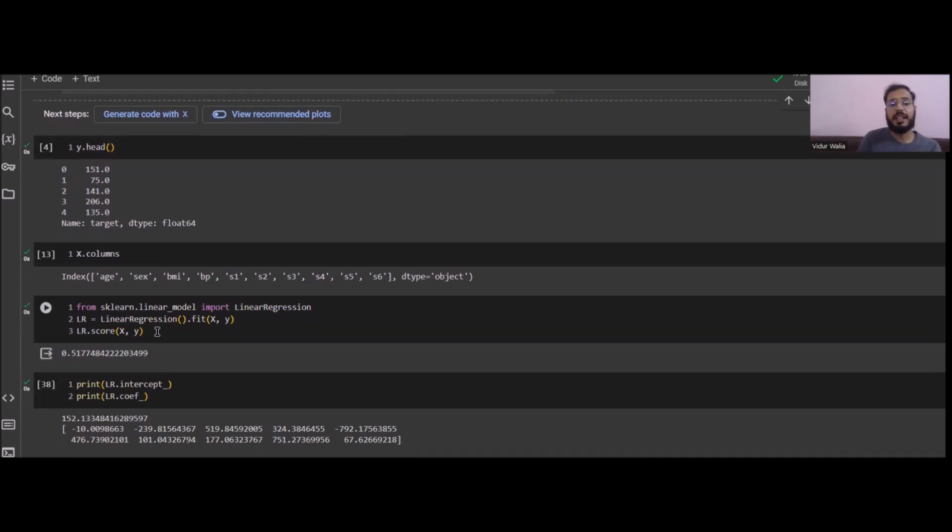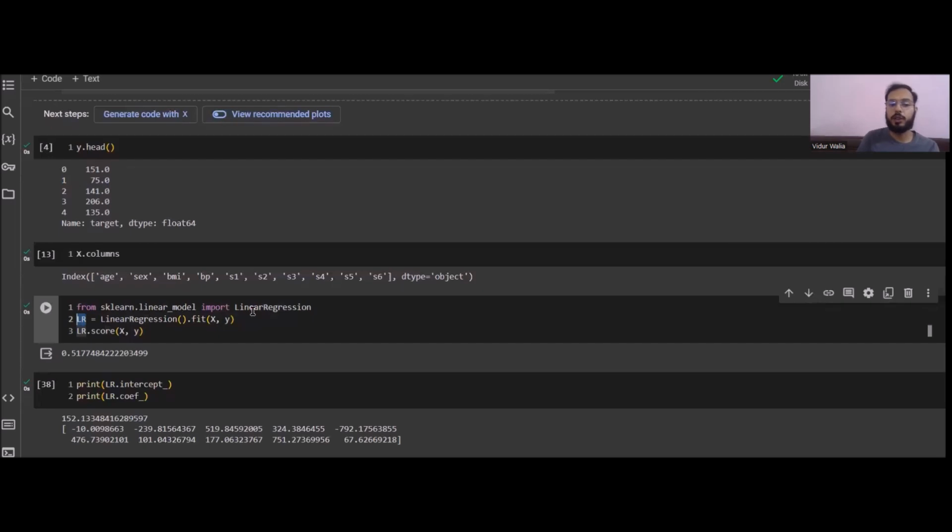Just these 3 lines will fit your data set, right? So you just need to import the linear regression class from sklearn.linear_model. So from the linear module of sklearn, I am importing the linear regression function. And then I create an instance of this class called LR. You can call this LR anything.